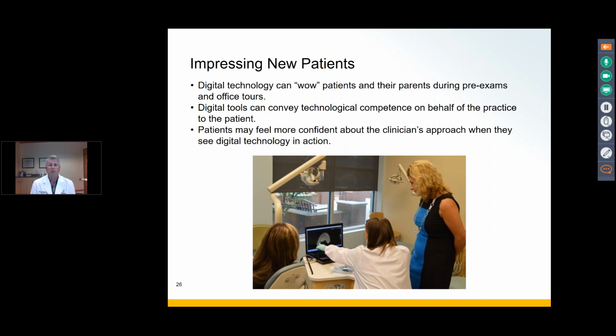So digital tools can convey technological competence, and that's really the bottom line for the patient. When they see this, they say, hey, I'm in the hands of a competent practitioner, somebody I trust to treat my child. And that goes a long way for cementing that process for us.